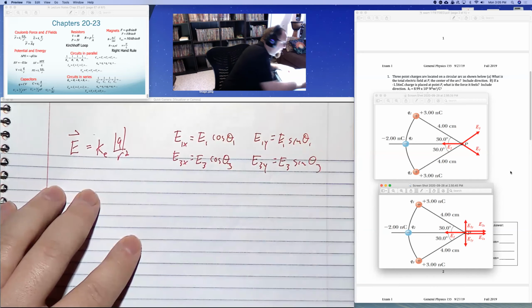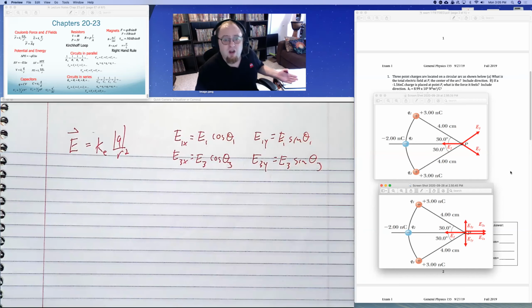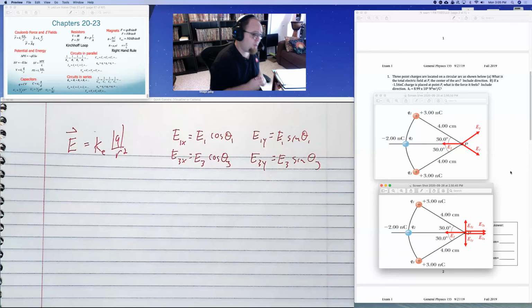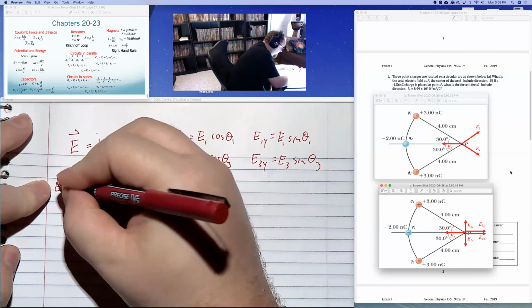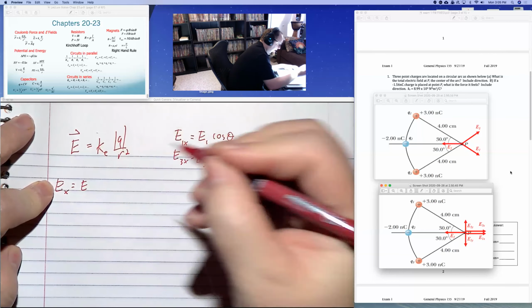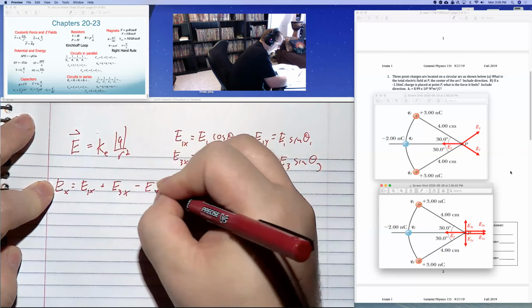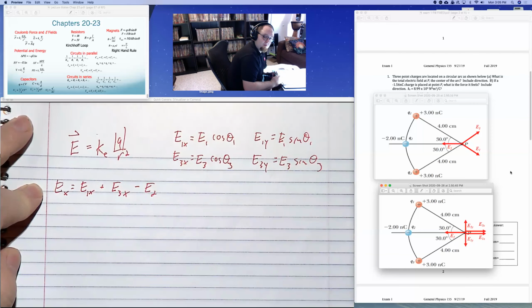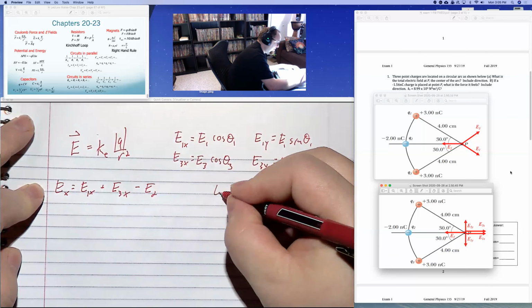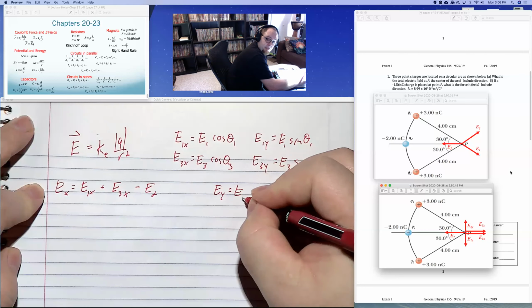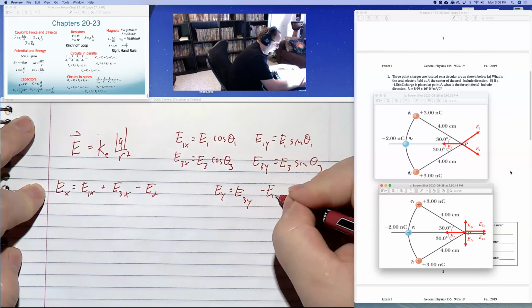I'm not going to bother doing that with E2, because E2 is just a long negative Y. So I don't need to worry about it. And I'll say this electric field, I'm going to turn into two electric field equations, one in X, one in Y. In X, I'll have E1x plus E3x minus E2. In Y, it'll be up minus down. So Ey will be E3y minus E1y.